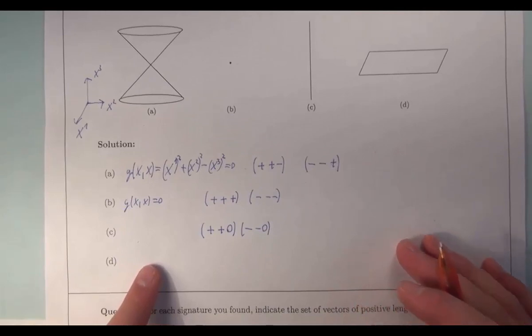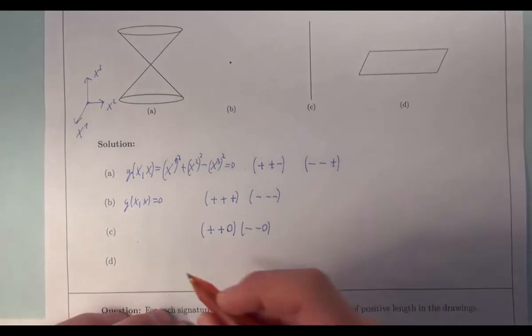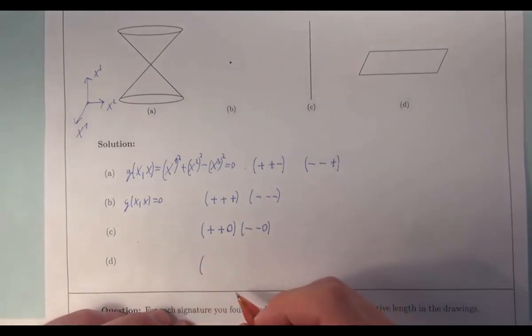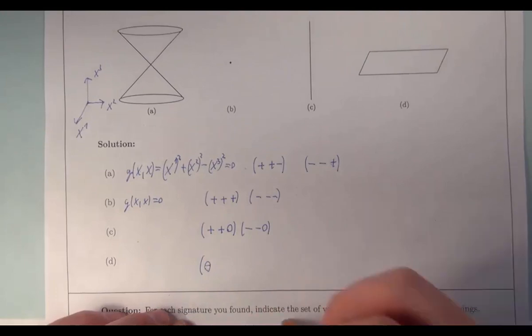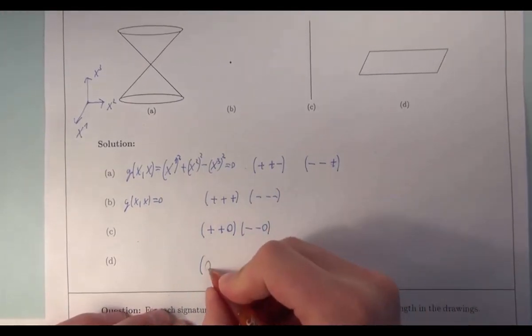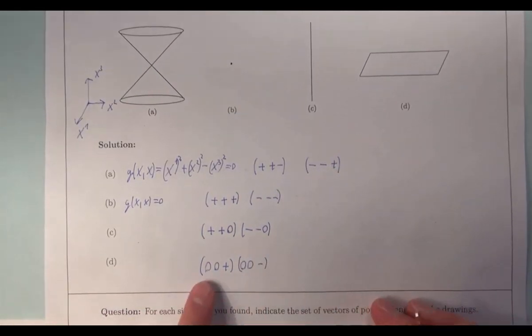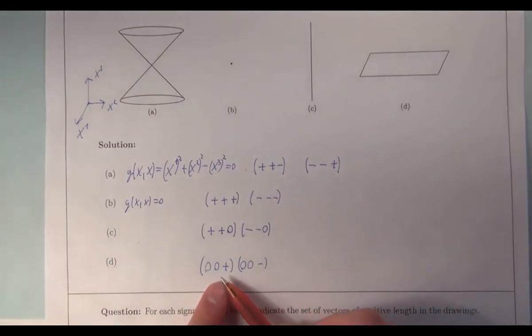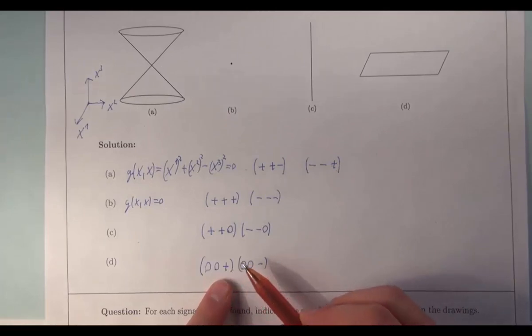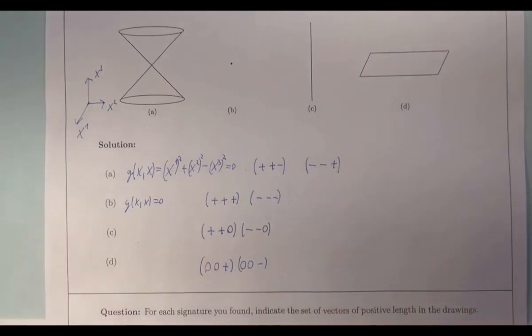In case D, we see the plane. The argument is similar, but a little bit different to the case C. In this case, we just have, let me think about the right correct, 0, 0 plus or 0, 0 minus. I repeat the argument once again. We should be able to plug in for x1 and x2 everything we like to, and it doesn't matter. But x3 never could add up to 0 because it's just one component. So, in the end, these are all the possible signatures.